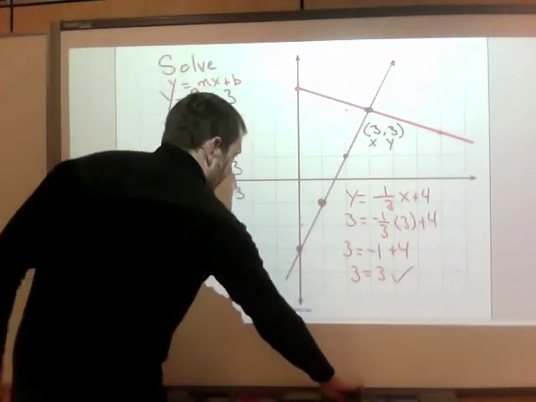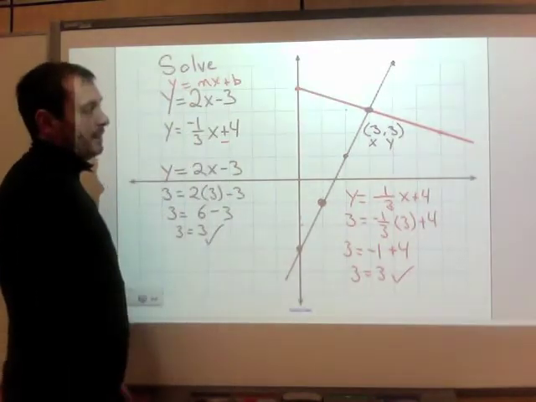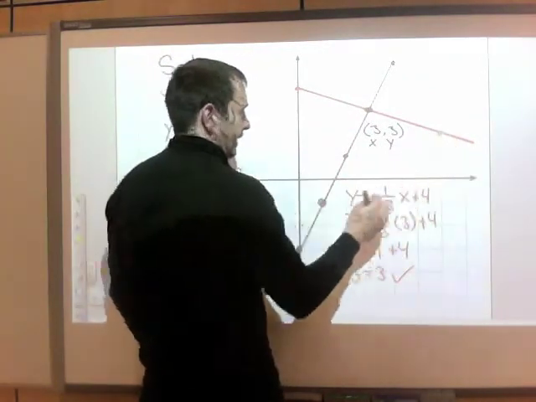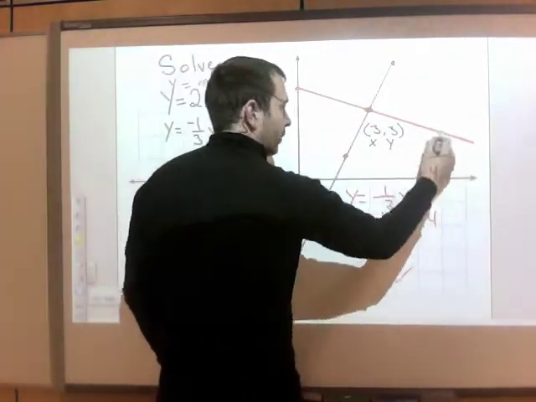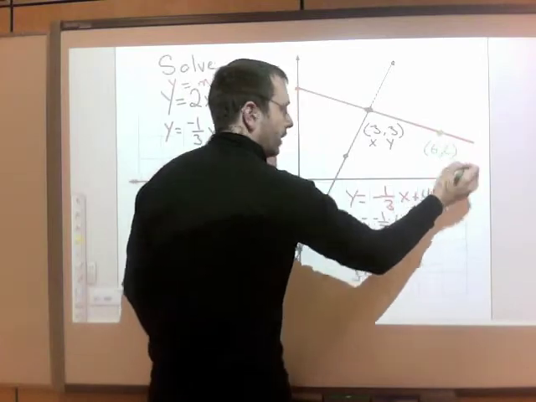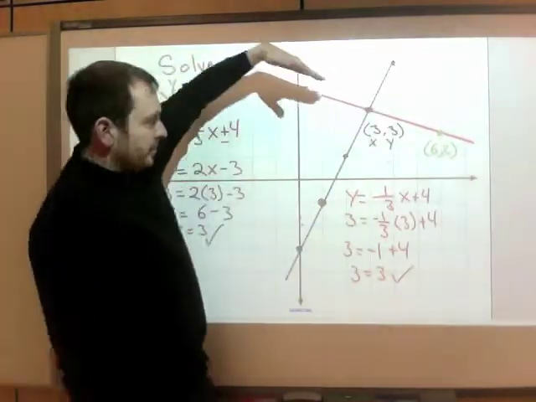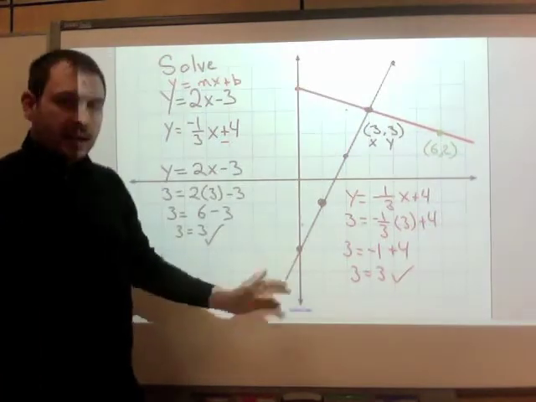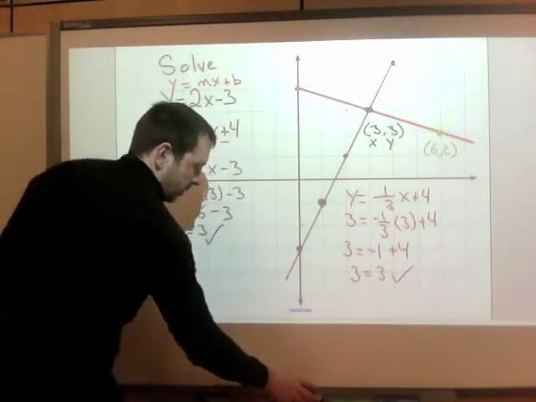If, let's say, I had tried a different point. Let's say I had tried this coordinate here, which is the coordinate (6, 2). Now, I know that's going to be a solution for the red line, but it won't be a solution for the black line. And I'm going to show that to you here.